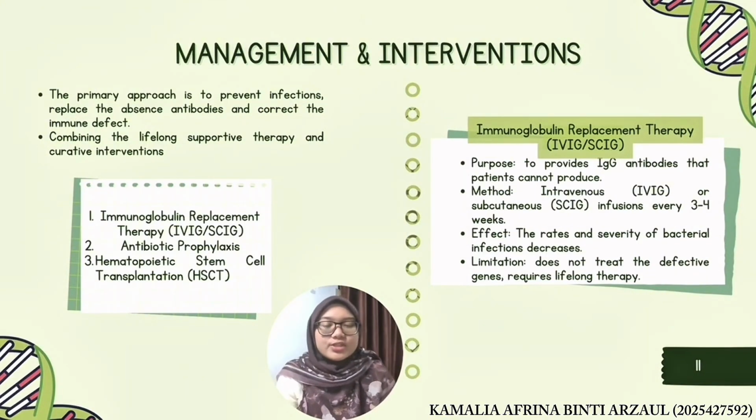So let's look at the first therapy, which is immunoglobulin replacement therapy. The purpose of this treatment is to provide IgG antibodies that the patient's immune system cannot produce. The method is via intravenous IVIG or subcutaneous SCIG infusions every 3 to 4 weeks. The effect of this therapy is that the risk and severity of bacterial infections will decrease. However, this therapy does not treat the defective gene and is required for life.